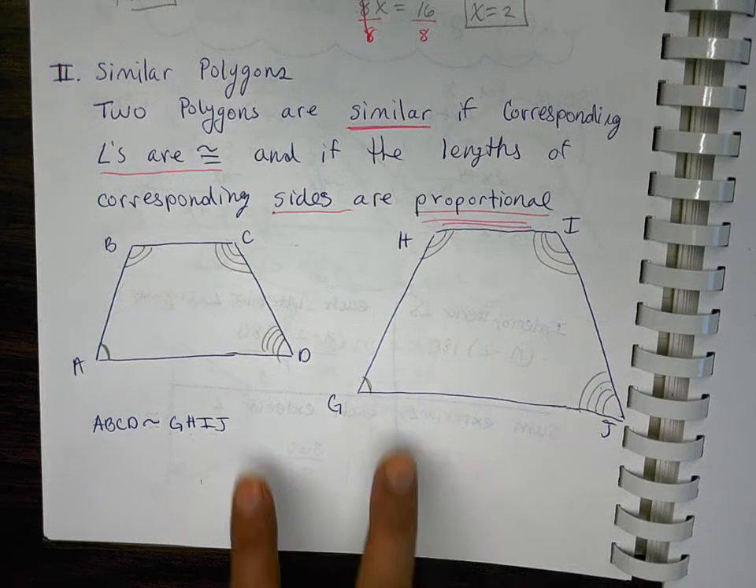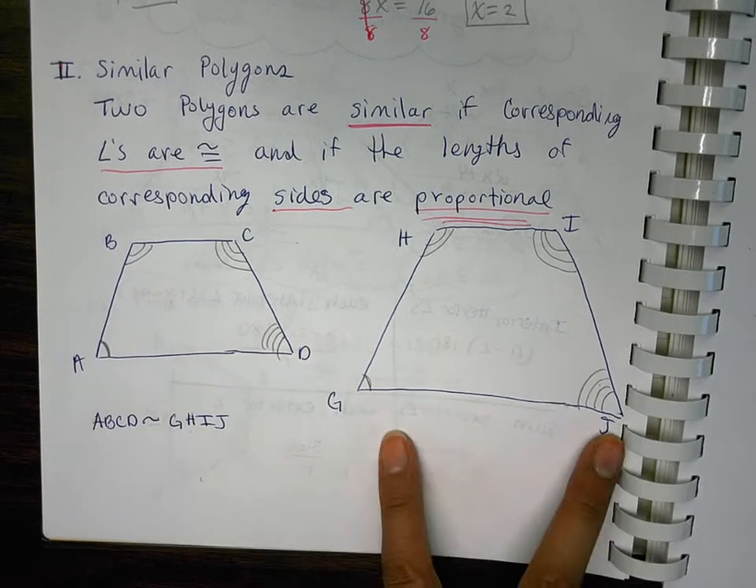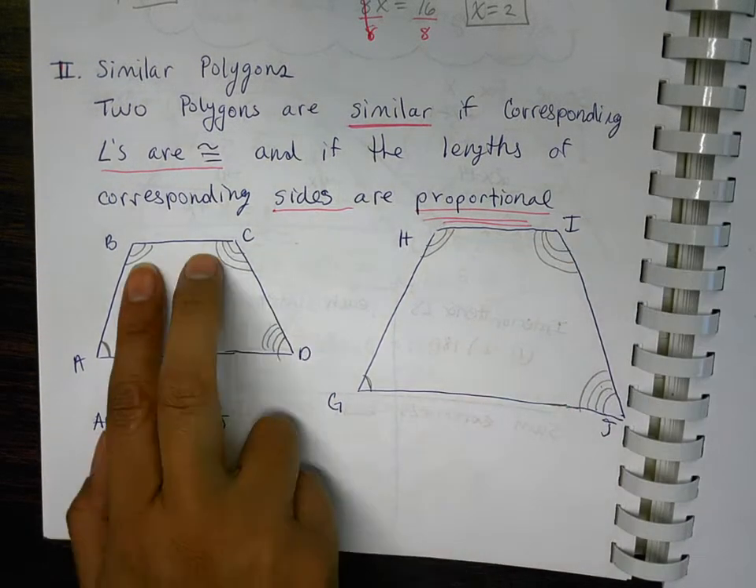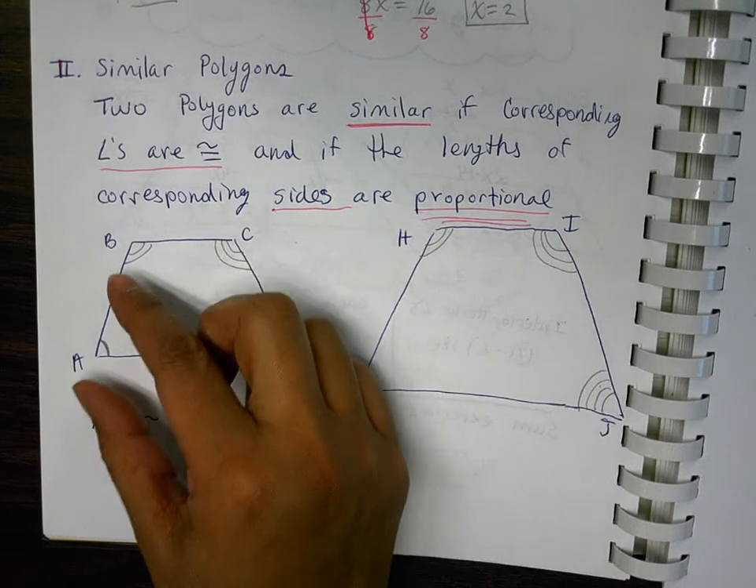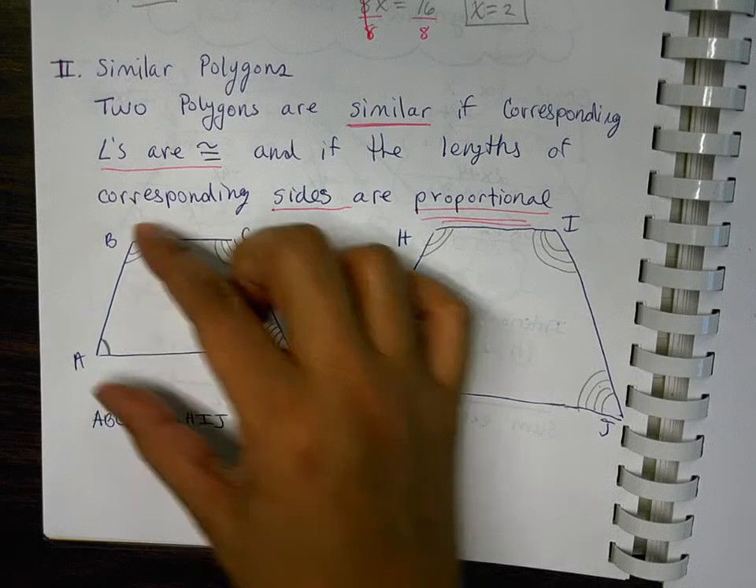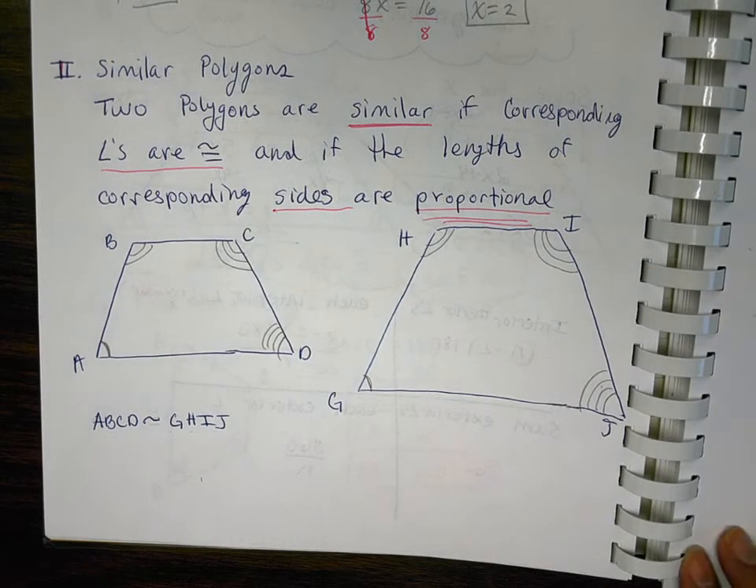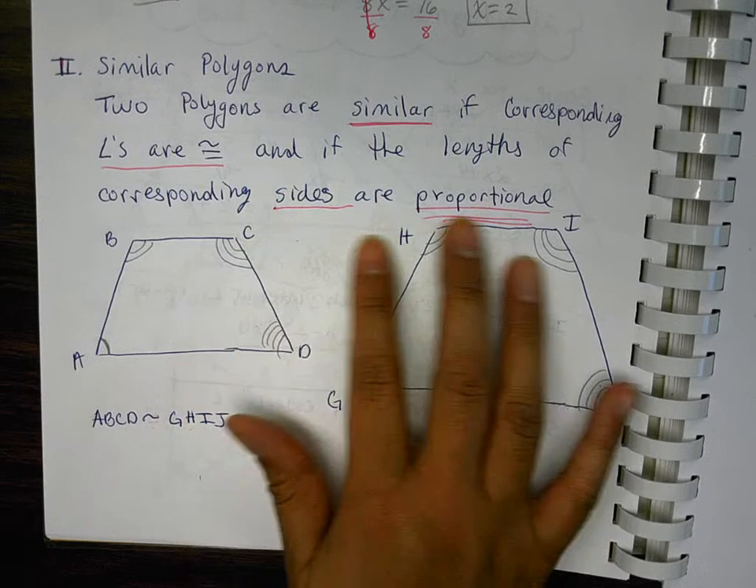Now, why are these two polygons not congruent? Because corresponding sides are not congruent. Can you see that? AB does not equal GH. Do you guys see that? GH is bigger than AB, so they're not congruent. They are similar. All right, so how do I write out that these sides are proportional?